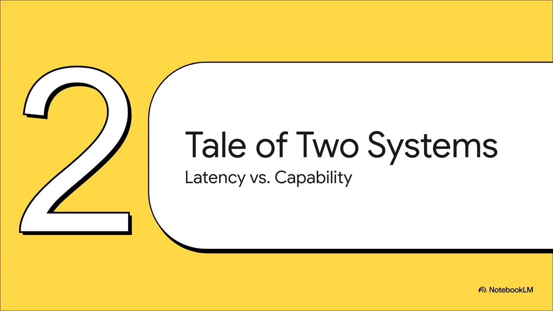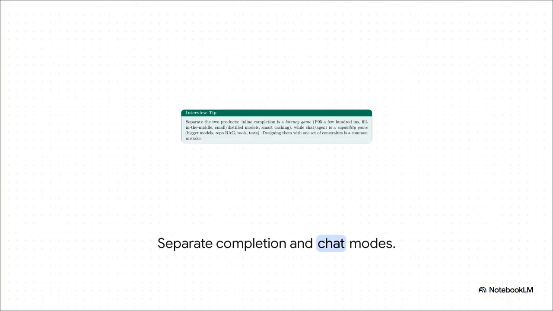Section 2. A tale of two systems. Latency versus capability. Here is a super interesting insider interview tip. Designing these systems with just one set of constraints is a trap a lot of people fall into. You absolutely cannot build a world-class copilot if you treat the instant autocomplete and the sidebar chat as the exact same engineering problem. They are, fundamentally, two totally different products operating right under the same roof.